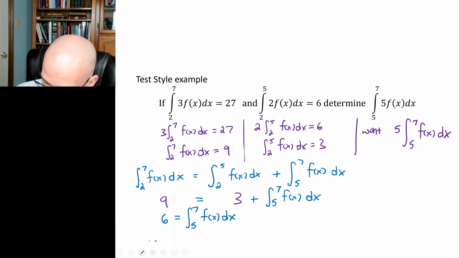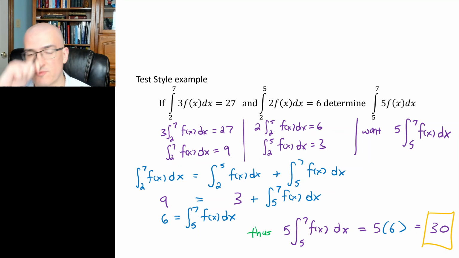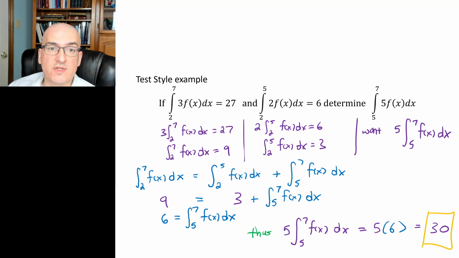And now we can make a conclusion. Thus, 5 times the integral from 5 to 7 of f of x dx is equal to 5 times 6, which is equal to 30. And that's our answer. So what this hinged on was using two properties. One property that allows us to factor a constant out of an integral, and the other property that allows us to split an integral up into parts.